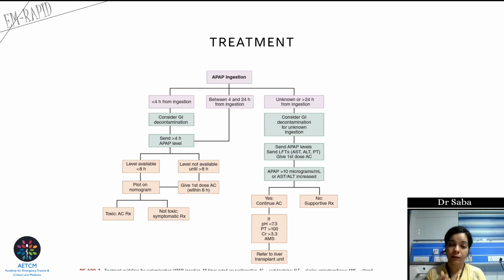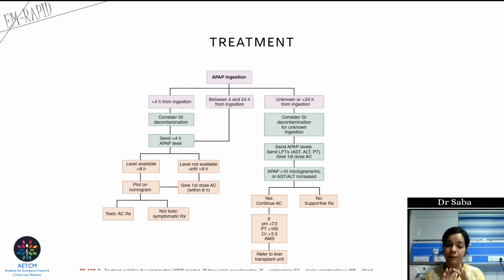But if the LFTs are deranged, that is, if SGOT, SGPT are deranged, and if pH falls to less than 7.3, that is metabolic acidosis is seen, or if coagulopathy is seen with PT being more than 100, or if renal failure has set in, that is complications of paracetamol toxicity with creatinine being more than 3.3, or if the patient has altered mental status, that is has gone into encephalopathy, then we refer the patient to the liver transplant unit for liver transplantation.